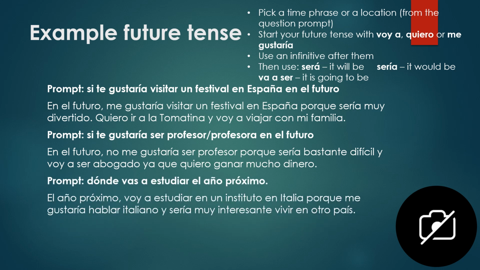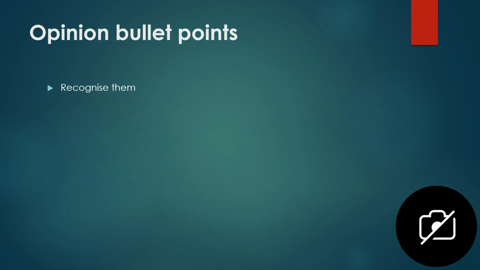And the last prompt example here, el año próximo voy a estudiar en un instituto en Italia porque me gustaría hablar italiano y sería muy interesante vivir en otro país. Here I've just used voy a and me gustaría. I didn't put quiero in. I didn't want to shoehorn it in where I didn't think it'd fit, but you could if you wanted to. Once again, all of these are 20 odd words. They would answer the bullet point in its entirety and you'd be on for full marks if you can answer the other 3 bullet points in a good way.